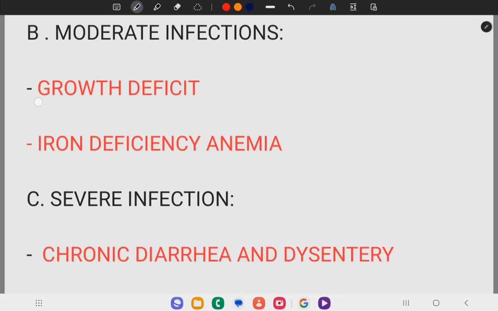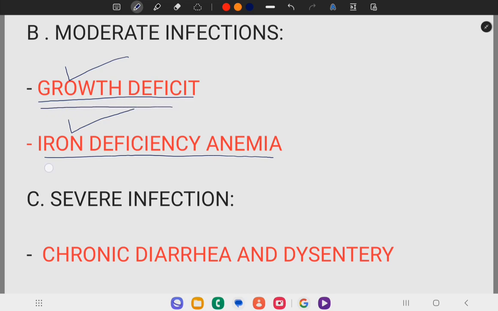Moderate infections cause growth deficit and iron deficiency anemia because adult worms rob the nutrition from the host. Parasitic load is higher in moderate and severe infections when compared to mild infection. So growth deficit and iron deficiency anemia occur in moderate infections.